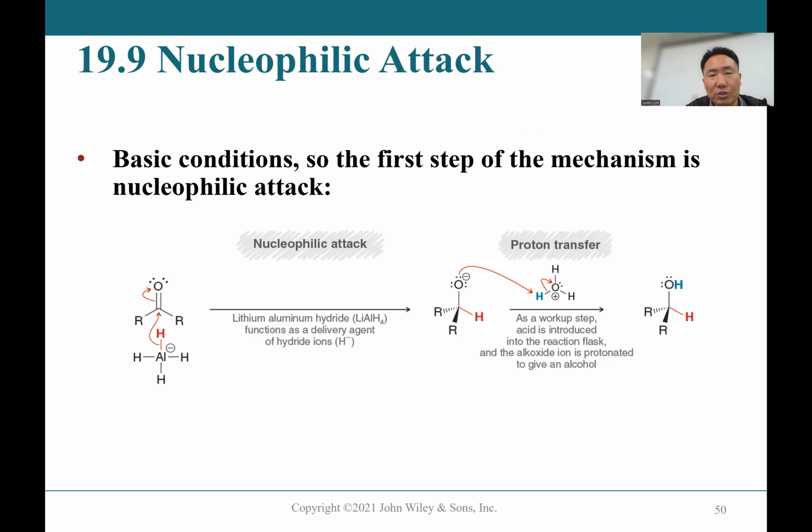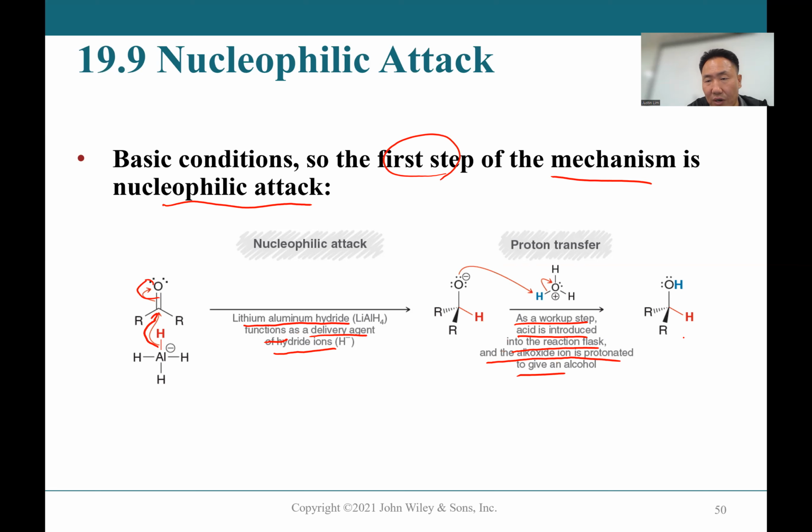Under the basic conditions, the first step of the mechanism is nucleophilic attack. Lithium aluminum hydride functions as a delivery agent of the hydride ion. As a workup step, acid is introduced into the reaction flask and the alkoxide ion is protonated to give an alcohol.